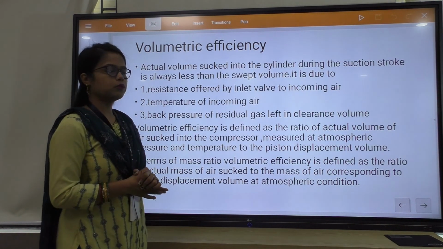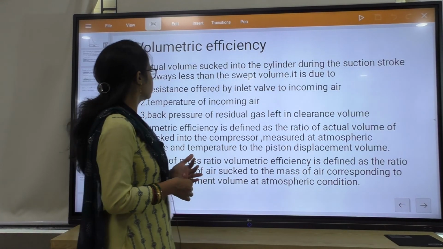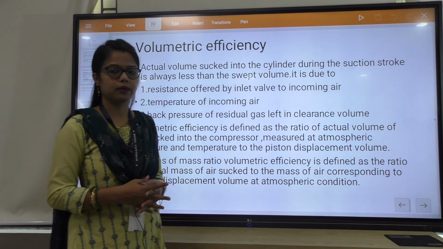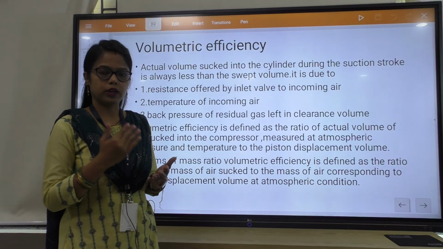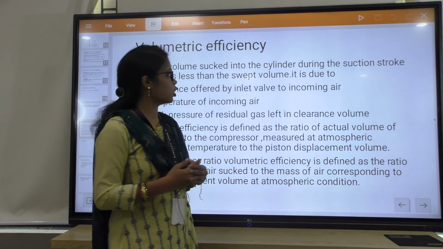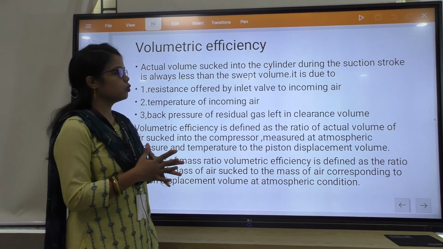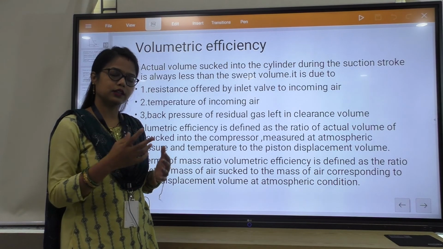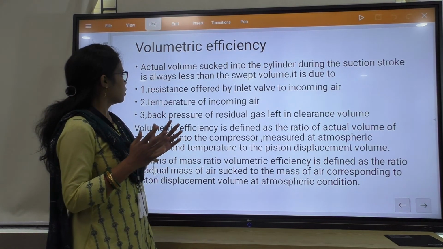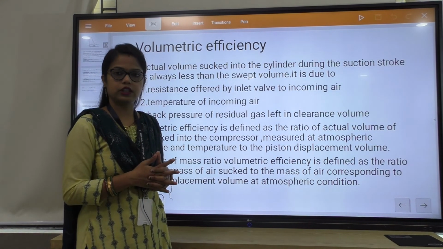The actual volume sucked into the cylinder during the suction stroke is always less than the swept volume. In the PV diagram I have shown you one is the effective swept volume and another is the piston displacement volume. The actual volume sucked into the cylinder, that is the effective swept volume, is definitely less than the swept volume, that is the piston displacement volume.